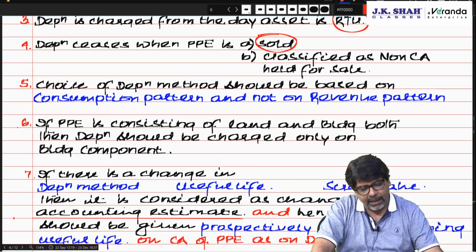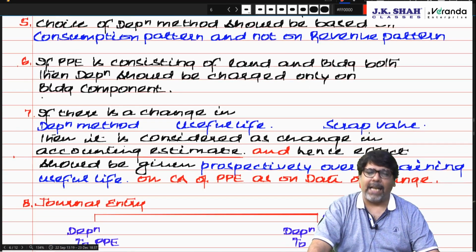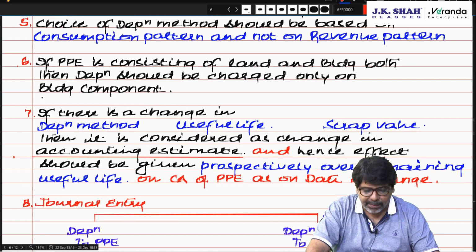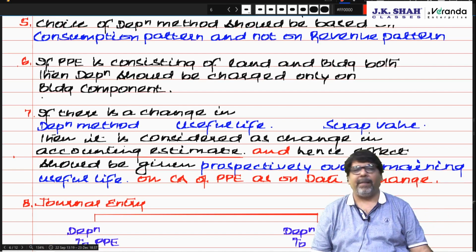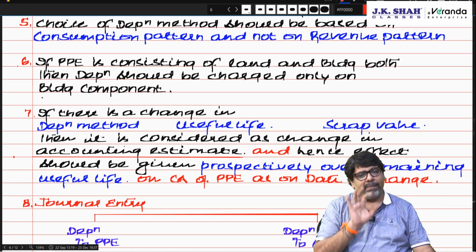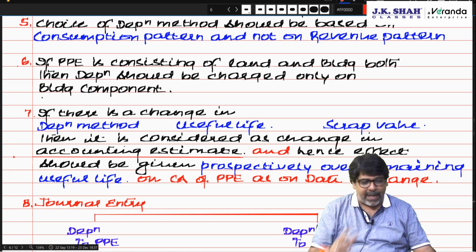If PPE consists of land and building, then land obviously does not depreciate, and the building should be charged. Or it's better to show land and building separately in the balance sheet. But if you are showing a combined figure, then only charge depreciation on the building element.